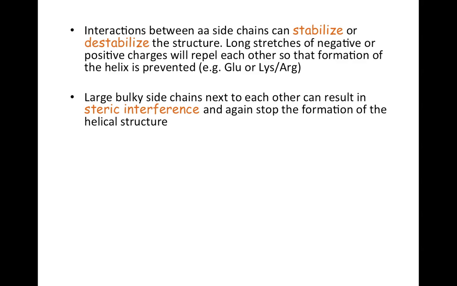Large bulky side chains next to each other can result in steric interference and again stop the formation of the helical structure. So again, if the R groups are too big and you have these bulky R groups close to each other, you wouldn't get that proper coil where you have 3.6 amino acids per turn. The reason is that if the R groups are too bulky, they can't fit close enough and they can't give you that proper turn. So that will also destabilize the alpha helix.